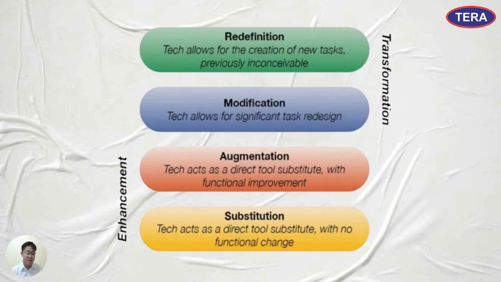According to Ruben Puentedura, the difference between augmentation and modification is whether you're essentially reproducing what you were doing before in your practice or it is significantly modified. Now, as you can see in the SAMR model, S stands for substitution. Substitution is where technology acts as a direct tool substitute with no functional change. For augmentation, this is where technology acts as a direct tool substitute with functional improvement. And substitution and augmentation play the role of enhancing learning and teaching.